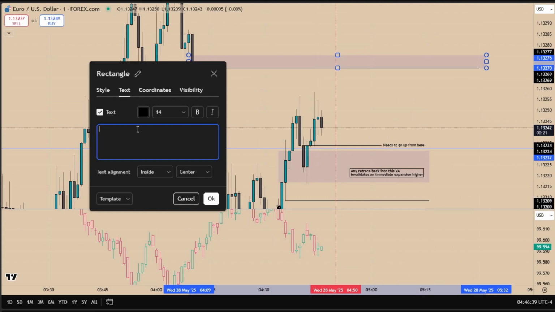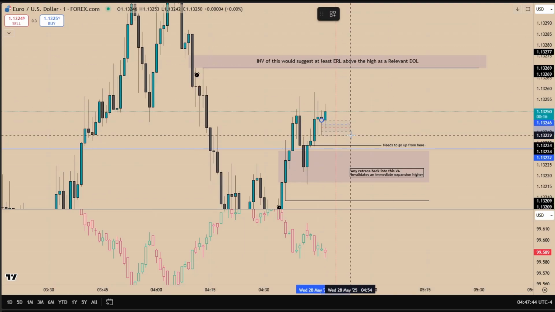So essentially, it is the interpretive framework that gives meaning to structure. It turns candles into decisions. So you'll see how we'll begin to highlight some of the more salient points in this price action.